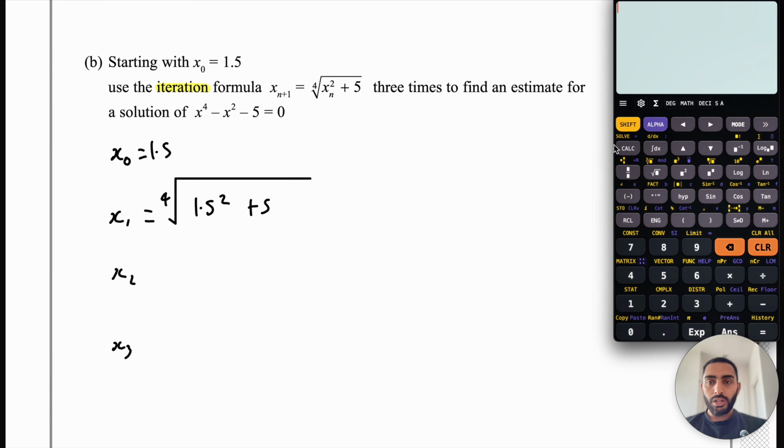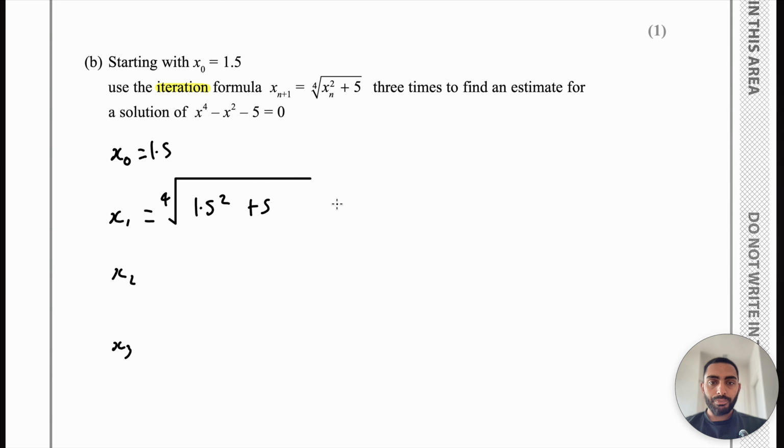Just typing this in. Looking for this button over here where you can see the square root and it's got a square below it and a square above it. That means you can type in the 4th root and whatever you're trying to find the 4th root of. So I'm pressing shift and this button and it should show up like this. I'm going to press 4 there, so that's giving me the 4th root. Press right, and I'm typing in 1.5 squared plus 5. That gives me 1.6409.